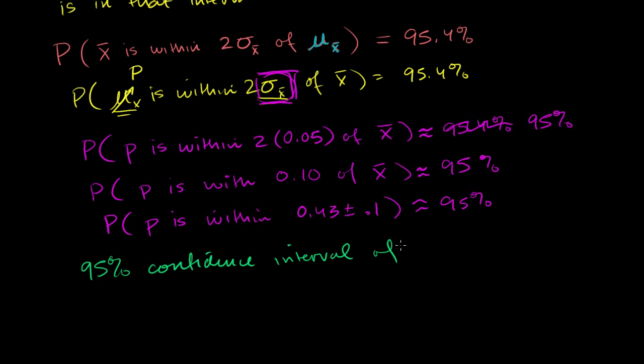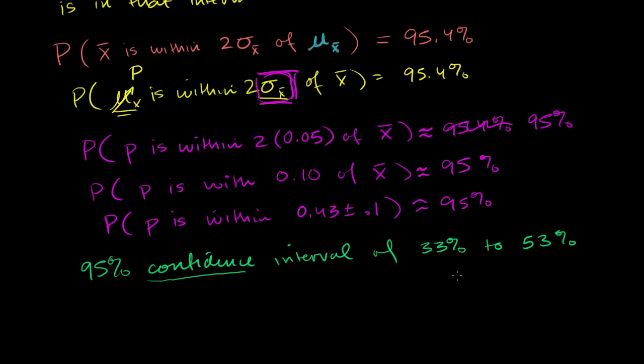An interval of, and we could say 0.43 minus 0.1. Minus 0.1 is 0.33. If we write that as a percent, we could say 33% to, and if we add the 0.43 plus 0.1, we get 53%. To 53%. So we are 95% confident. So we're not saying precisely that the probability of the actual proportion is 95%, but we're 95% confident that the true proportion is between 33% and 53%, that P is in this range over here.